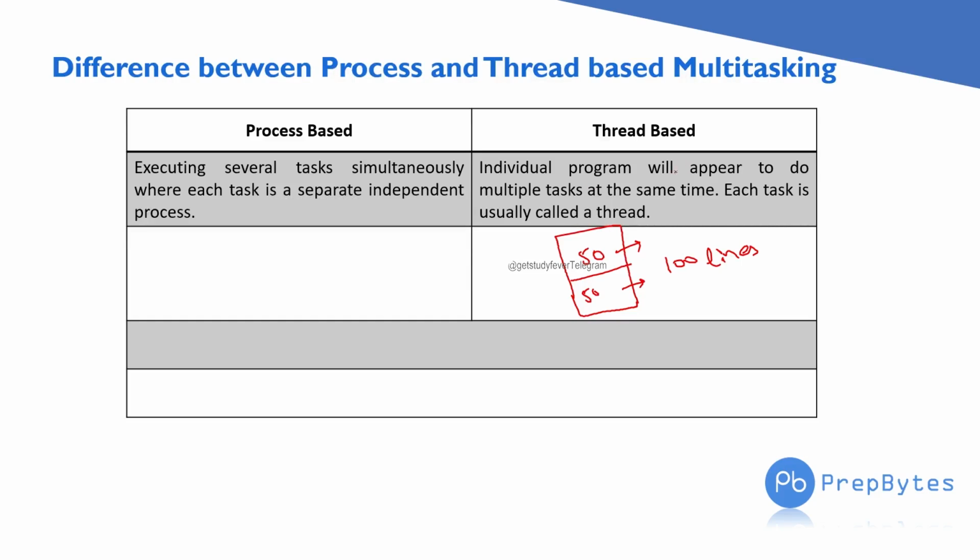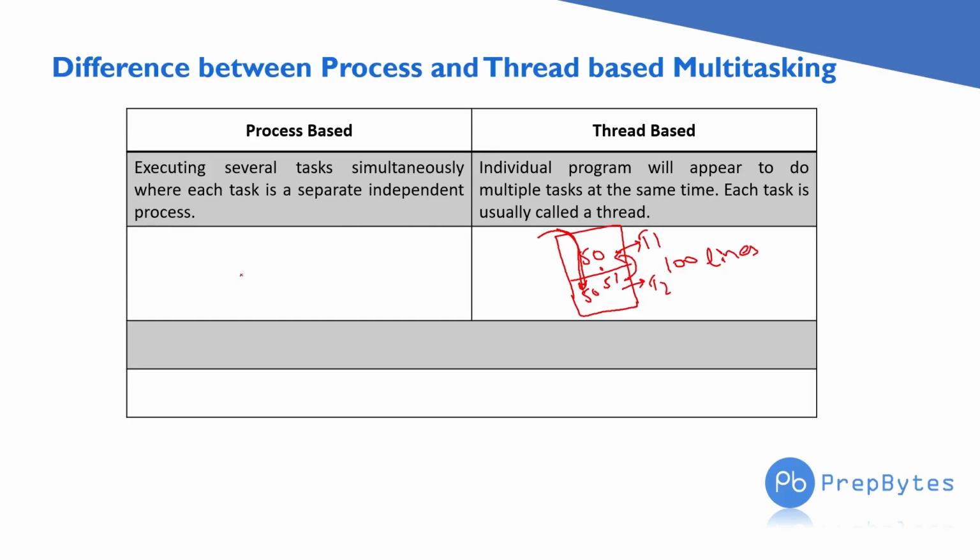So an individual program will appear to do multiple tasks at the same time. If it is a single thread, a single job, what will happen? The compiler will simply compile it like this: after the 50th line, the 51st line will be executed, correct? But now we have divided this task into two subtasks, and both subtasks will be executing simultaneously, and each task is usually called a thread. So it is thread 1 and thread 2, and they will be executing simultaneously because these 50 lines are not dependent on those 50 lines, but they are in a single individual program.